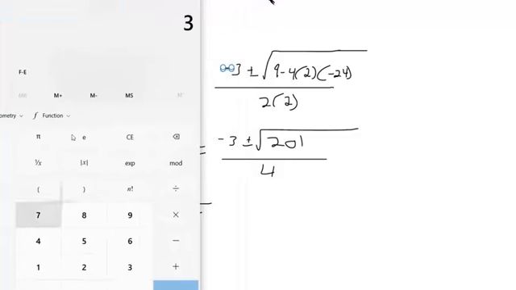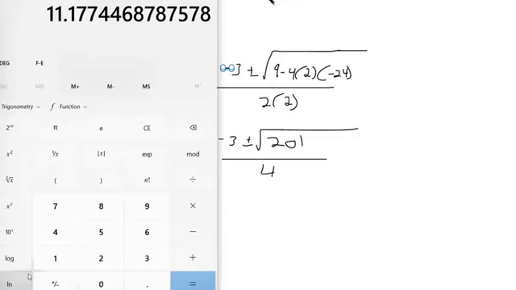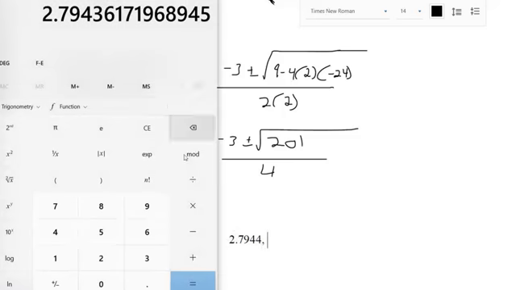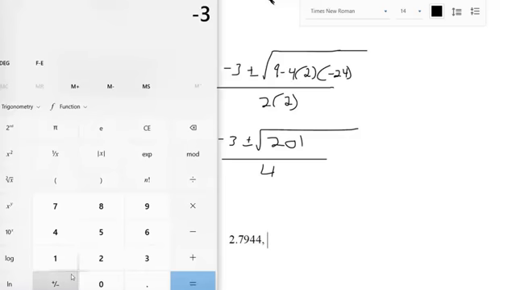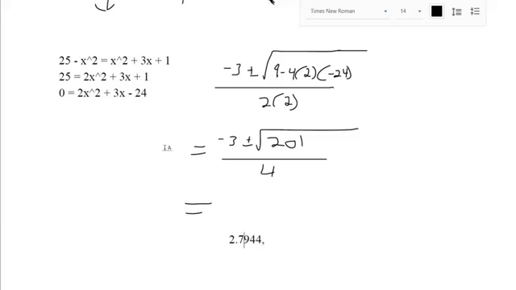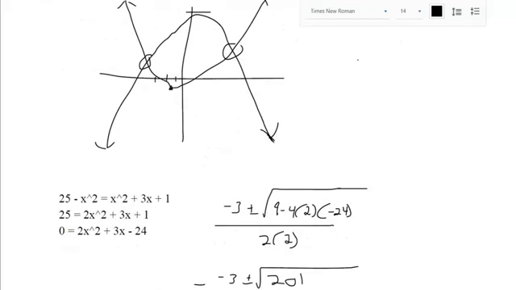We want to do negative 3 plus that square root divided by 4. That's 2.7944. So we got 2.7944 as one of the x coordinates. And then we want to do negative 3 minus the square root of 201 divided by 4. So negative 4.29 something. That's the starting x coordinate. Okay, so all that did was tell us where we want to integrate with respect to.